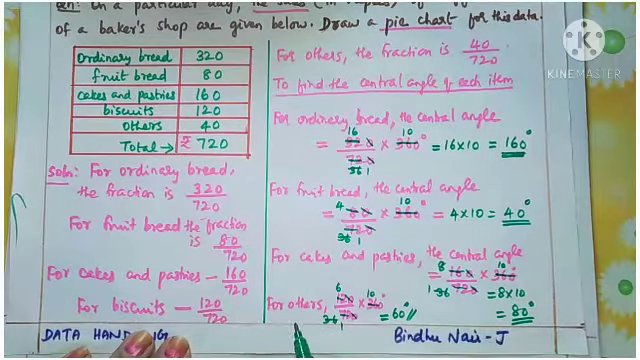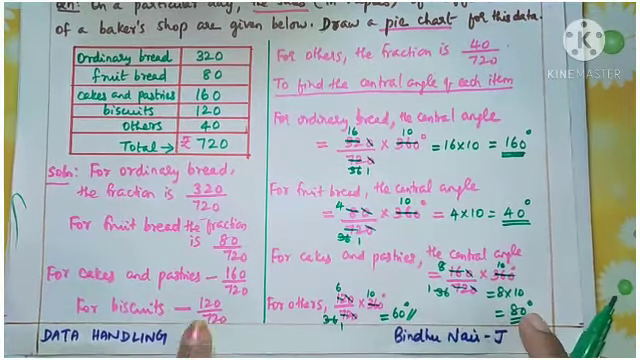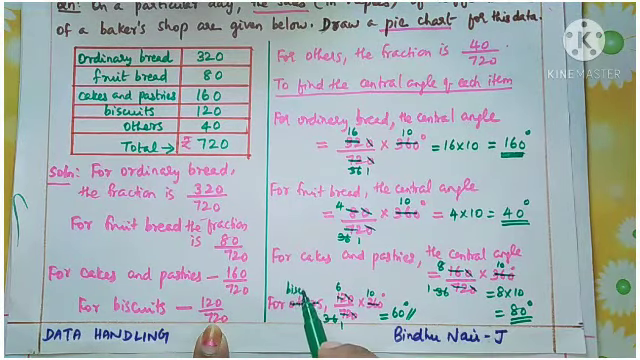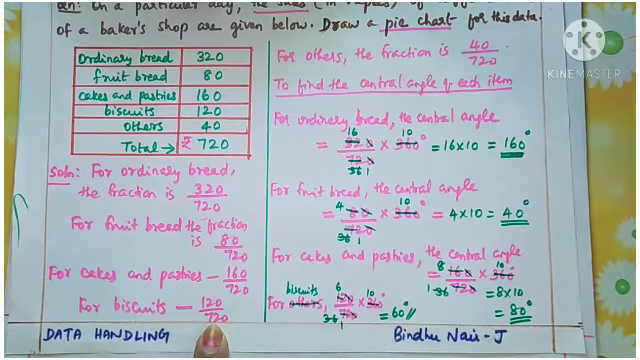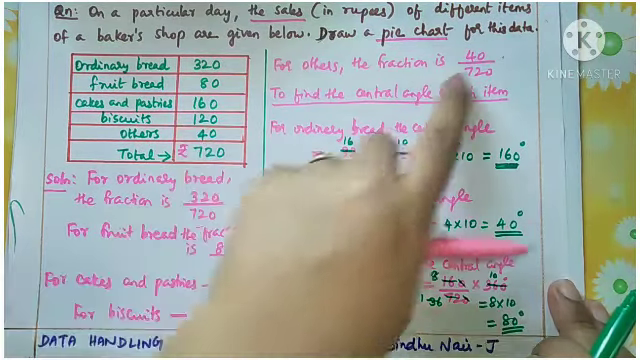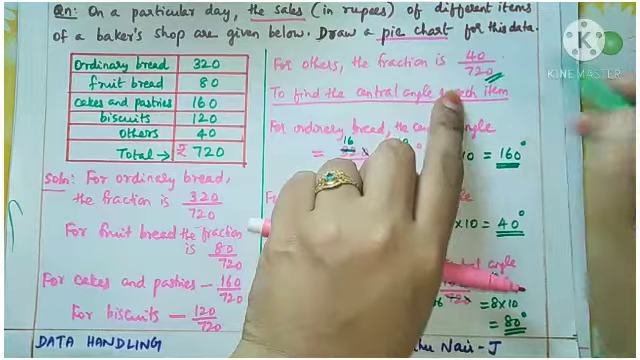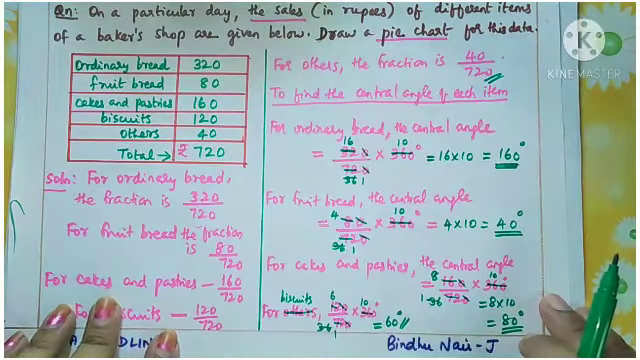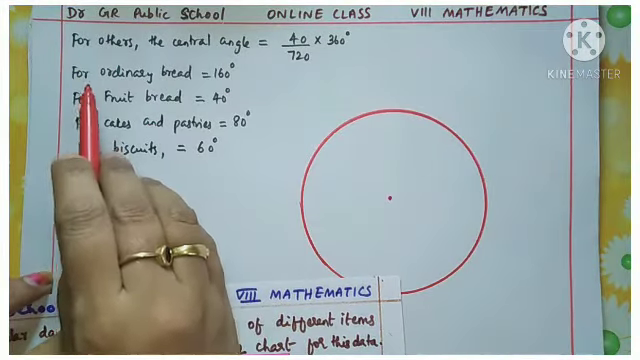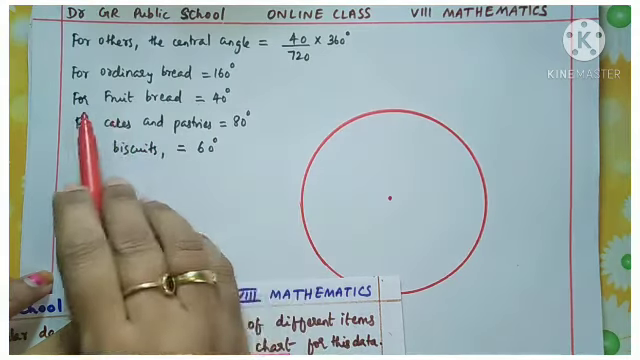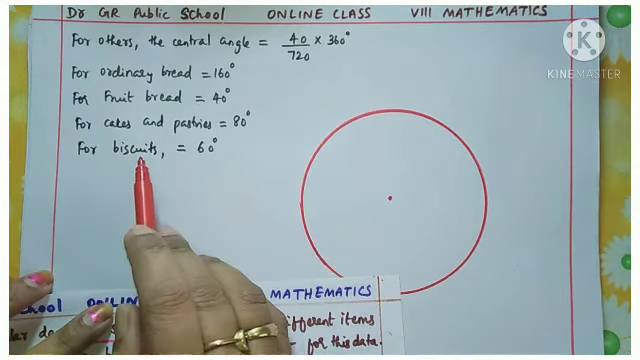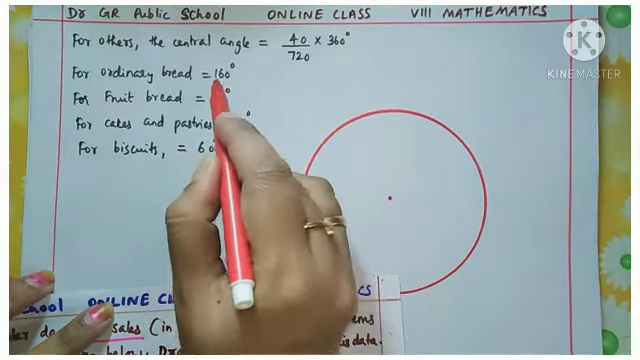So here one correction is there. This 120 by 720 is biscuits. For biscuits we have this 60 degrees. Understood? Now for others, others is 40. So what is 40 by 720? We have written here. What are the different angles we got, children? For ordinary bread 160 degrees, for fruit bread 40 degrees, for cakes and pastries 80 degrees, for biscuits 60 degrees. So these are the angles we found out.